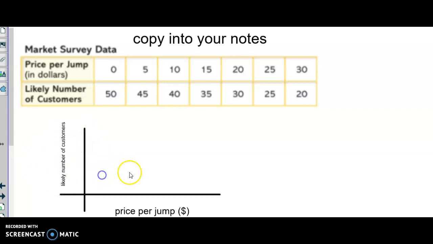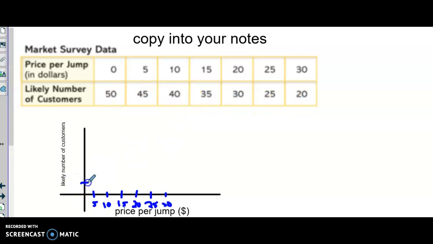There we go. Now we have to plot this. Now notice that our x goes 0, 5, 10, 15, 20. Let's make it easy. Let's just count this by 5s. 5, 10, 15, 20, 25, 30. And our up and down axis, we notice it goes from 50 to 20.